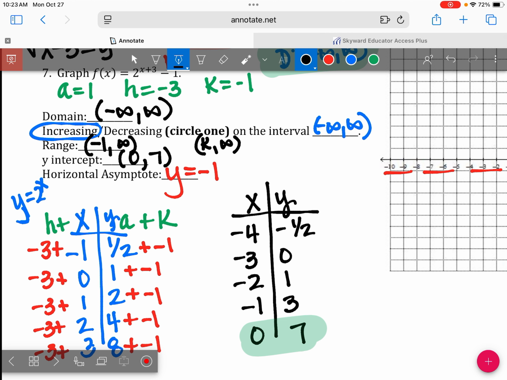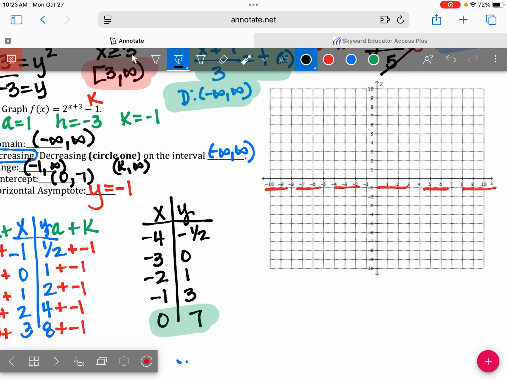I'm going to go ahead and graph my table here. So I have my y-intercept is here. At -3, we're here. At -2, I'm up 1. At -1, I'm up 3. And at 0, I'm at 7. And when I cross through it, it just looks like a backwards L. It goes straight out. And that is the graph of your exponential function.